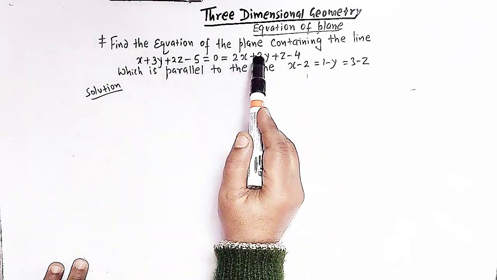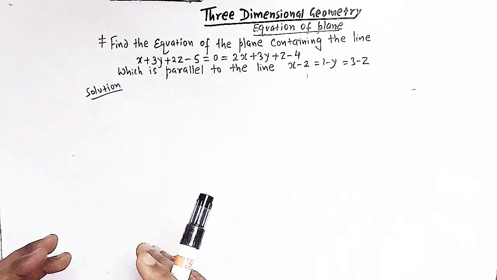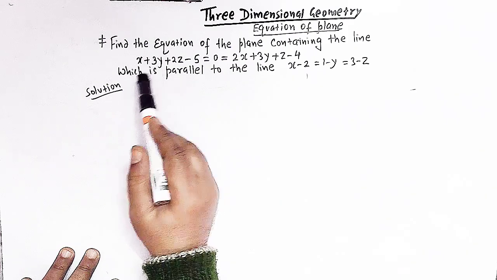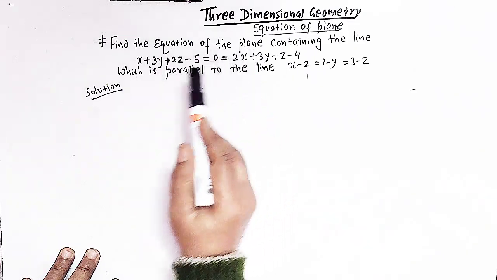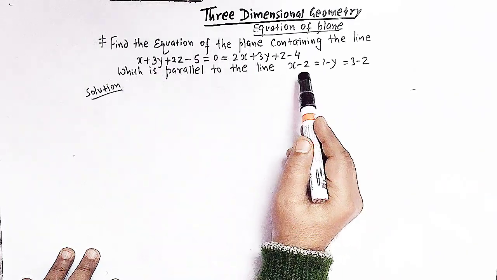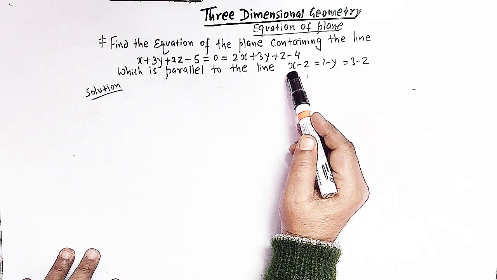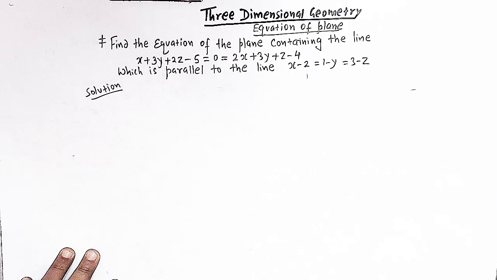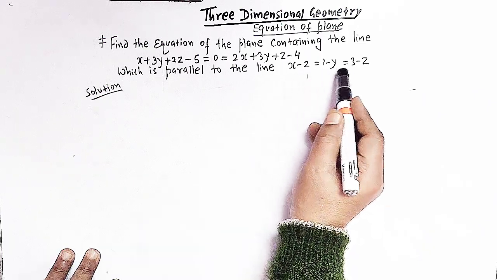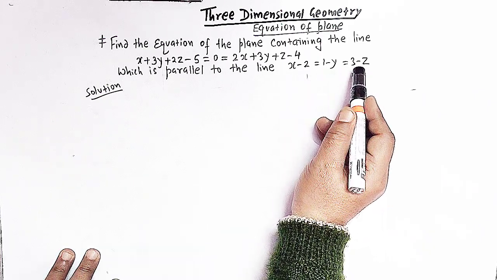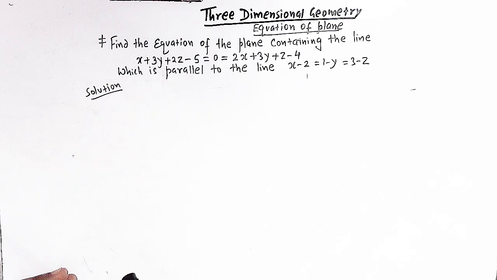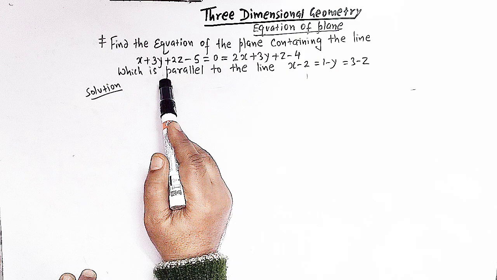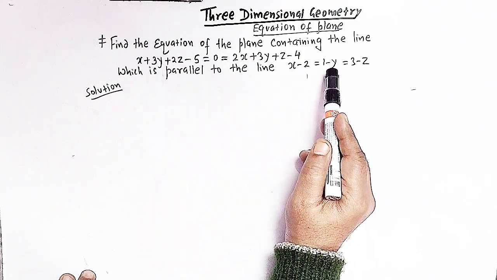So here we have two planes, and the combination of these two planes represents a line, and this plane whose equation is to be obtained is parallel to this line. And here the equation of the line is given in symmetric form, right? And later on we'll also modify this equation. Okay, so now here we have to find the equation of a plane which contains this line and which is parallel to this line.